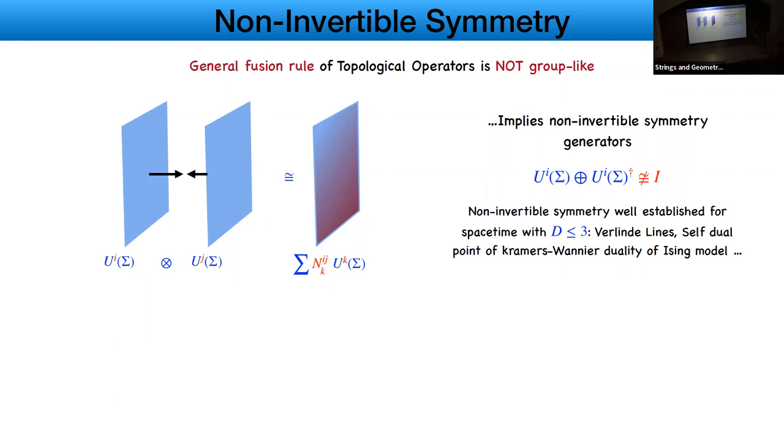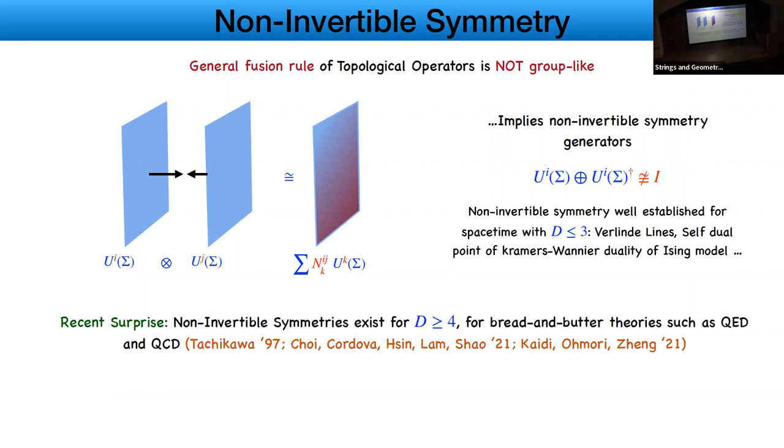However, in spacetime dimensions less than three, we've seen many examples of this. These are Verlinde lines. In Kramers-Wannier duality of the Ising model at the self-dual point, you can have symmetry operators that satisfy these properties. So they are not new in the larger context of lower-D QFT. However, what has happened recently is that there've been procedures that allowed us to generate many examples in simple bread and butter theories, many examples of such a symmetry in theories like QED or QCD.